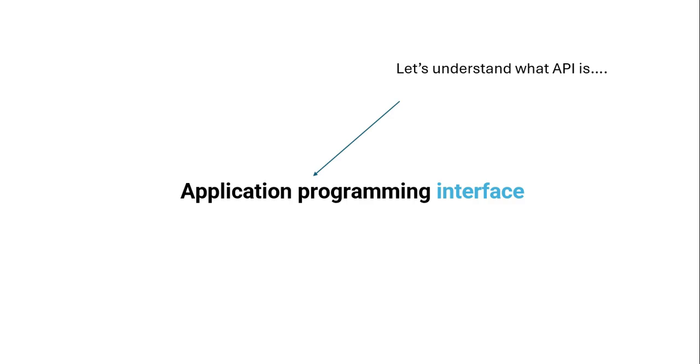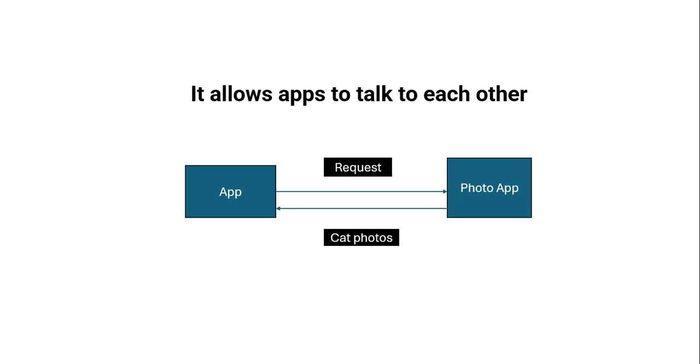Yeah, so in this lecture, we are going to discuss what is an API. So basically, API stands for Application Programming Interface. So let's understand what an API is. In very simple terms, an API allows two applications to talk to each other.